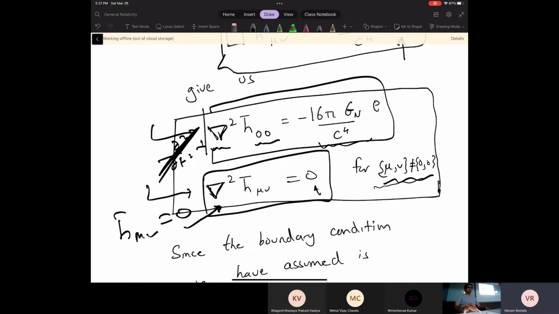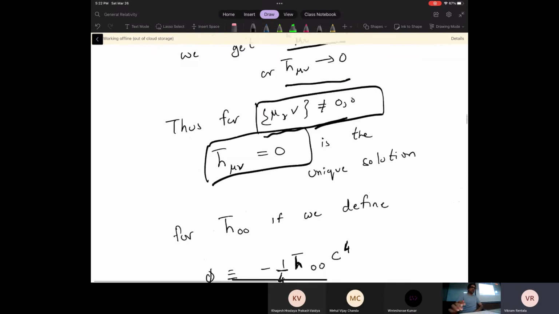This is just Coulomb's equation. In the limit that at the boundary there's no charge, you just have 0 potential everywhere. That's what you get. So each component of this is like solving Coulomb's equation. So h̄_μν is 0 everywhere. The only non-trivial equation we have to solve is this one, for h̄_00.